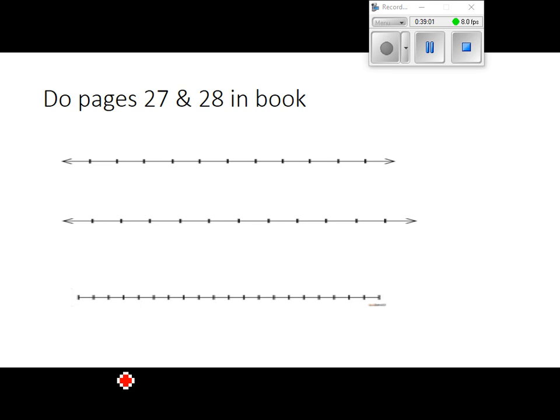Flip over to the next page. On the next page at the top, example 2. Draw that on your third number line there. Draw that number line on that third number line. I think I gave you enough space, I'm not sure, but.